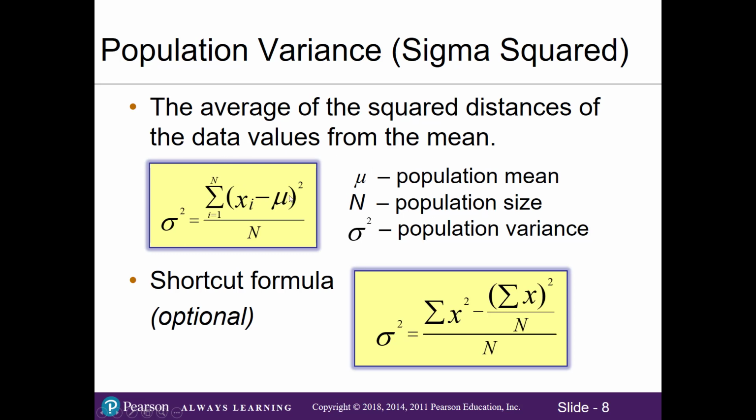So what you'll be doing is, following our order of operations, we will take each value that we're working with and subtract the mean from it and then square it. So we're squaring the distances between our particular data value and the average. After we square each one, we add them all up. Then we'll take that sum and divide it by our total population size. There's also a shortcut formula here, but I generally don't use it. I prefer this formula right here.